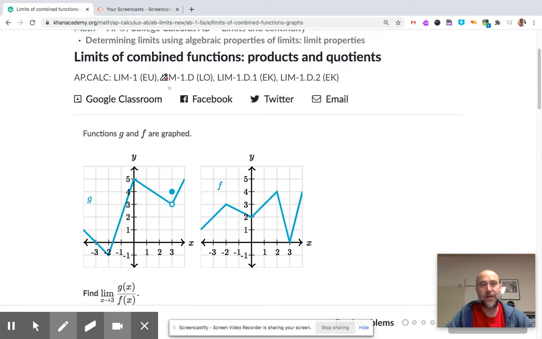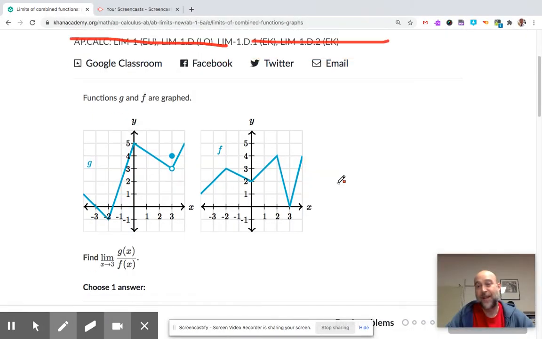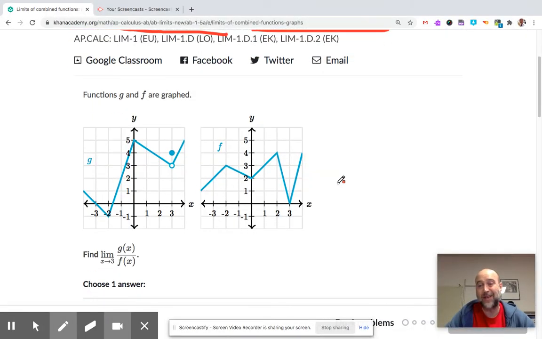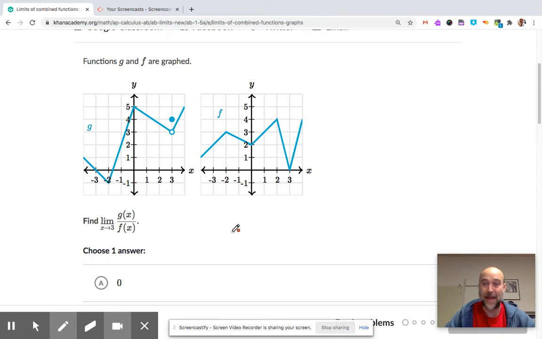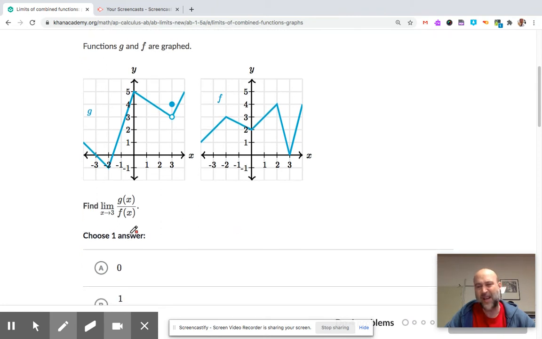All right, so we're still on limits of combined functions, looking at products and quotients. It's the same idea: we break it down, going to both of them from the left side and going to the operation from the right side, and check whether we have that same output. A lot of times you might think that if it does not exist, it throws it off, but you just have to go through the process each time. So let's go ahead and do that.